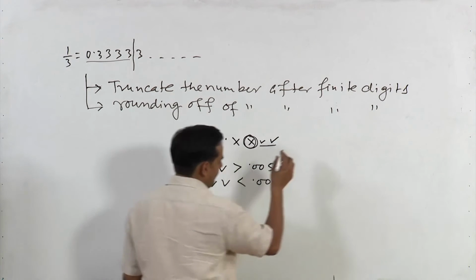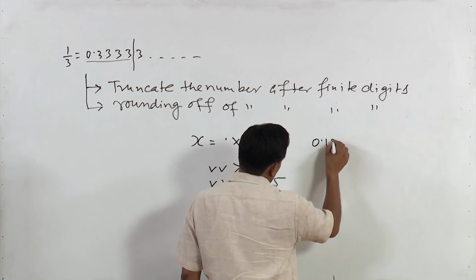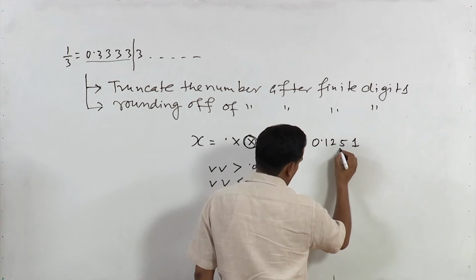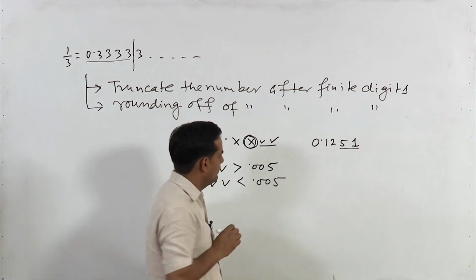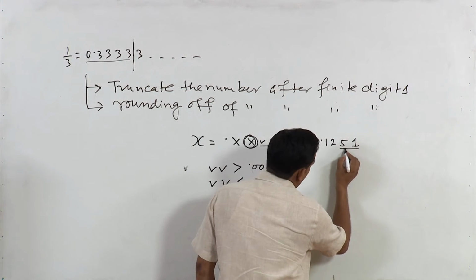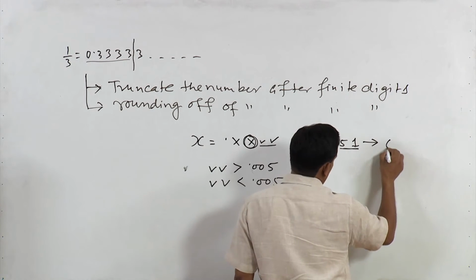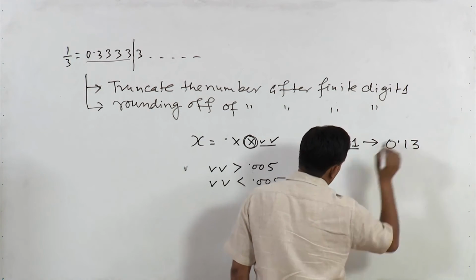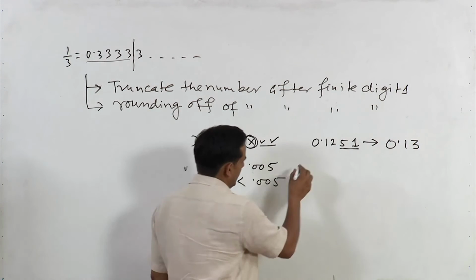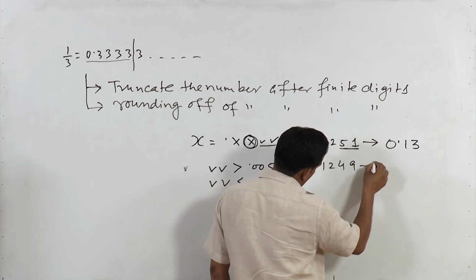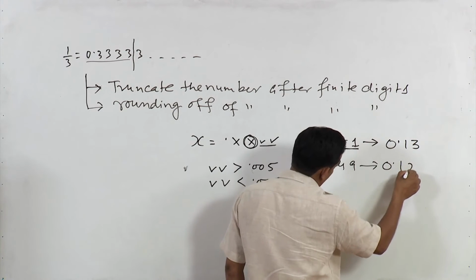So, for example, I have taken 0.1251. So, here 0.0051, this particular portion is greater than half. So, after rounding up to 2 significant digits, it will become 0.13. If I take 0.1249, it will become 0.12.